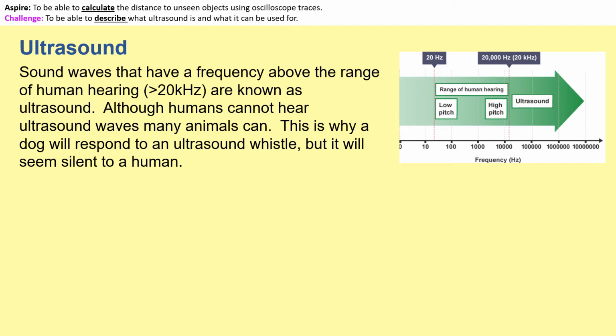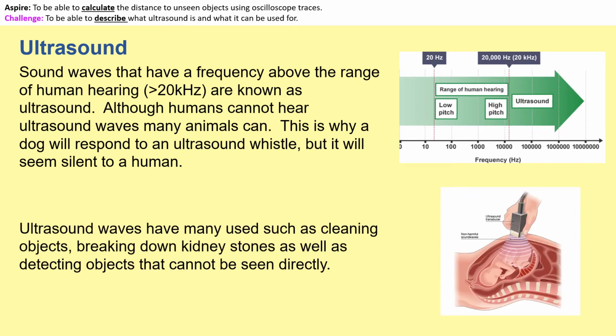Okay, so I'll just summarize that. An ultrasound is any sound that has a frequency above 20,000 hertz. If you look at the diagram, the range of human hearing is 20 to 20,000 hertz. So any sound above that we call ultrasound. Some animals can hear in those frequencies, but we as humans cannot. And ultrasounds have loads and loads of different uses.